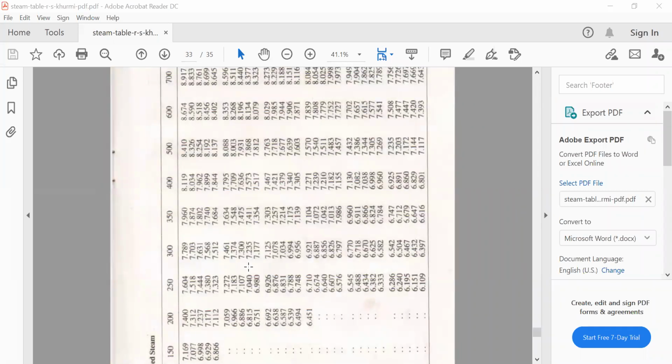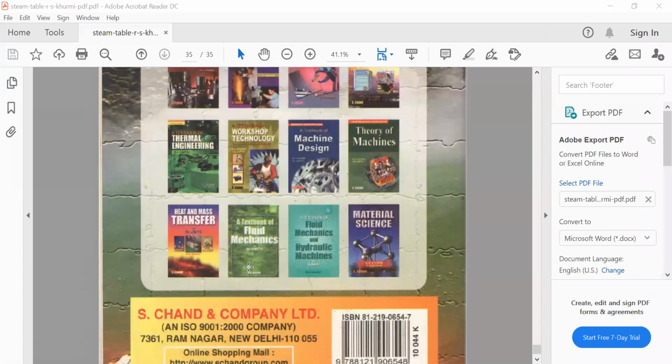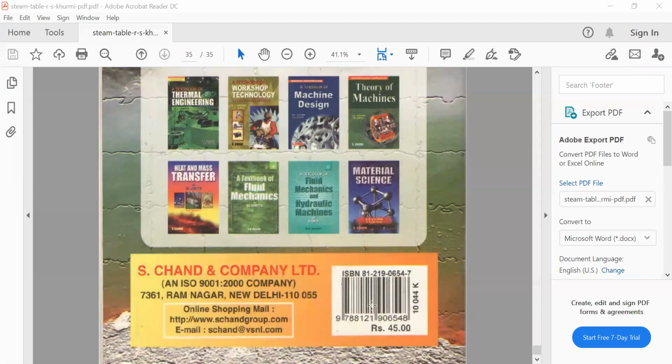So like this, for every property, you will have a separate chart. So this is called steam tables.